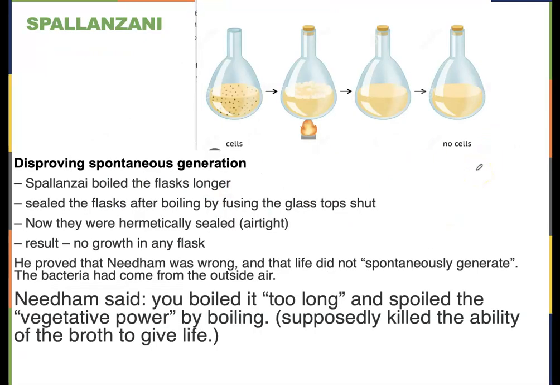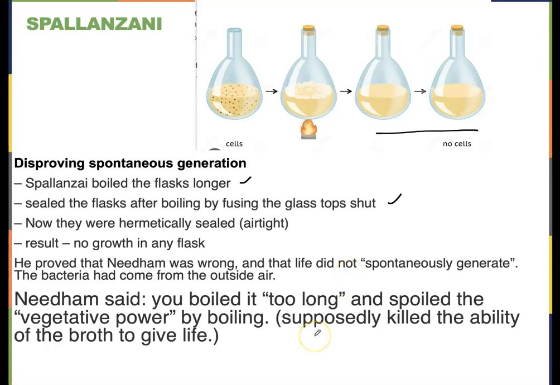Spallanzani didn't like that. Spallanzani and Needham were working at the same time, and he did an experiment where he basically did the same thing that Needham did, but he boiled the flask a little bit longer. He sealed it tightly, so he fused it so there was absolutely no air coming in. And so you see that no cells grew. In this experiment, he proved that Needham was wrong and life did not spontaneously generate, and bacteria had to have come from the outside world, the air.